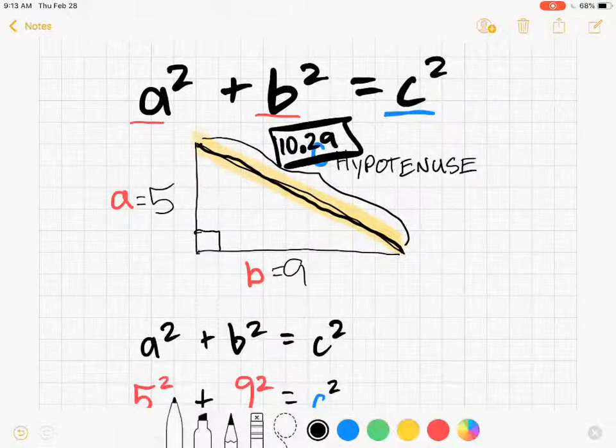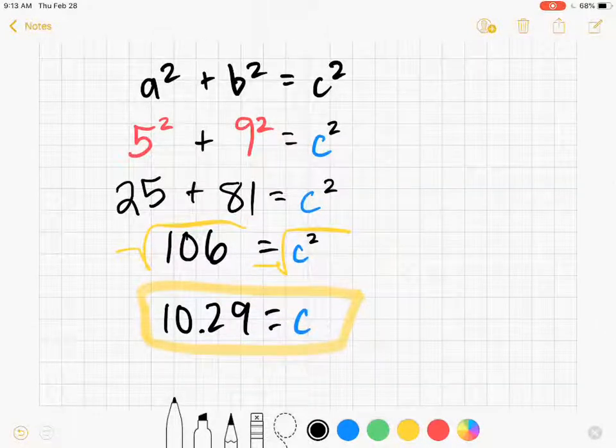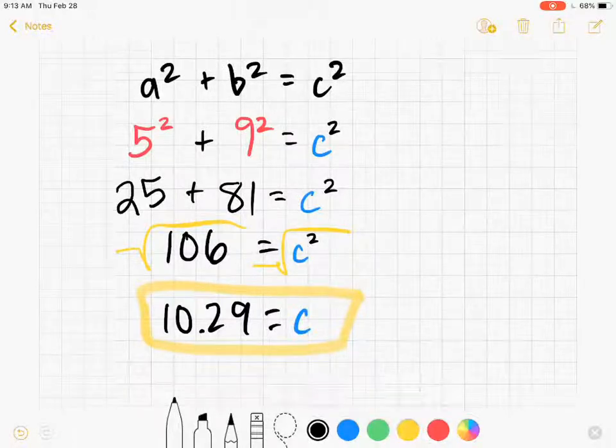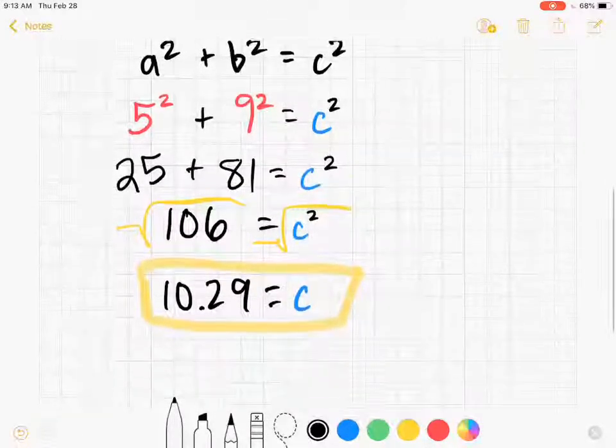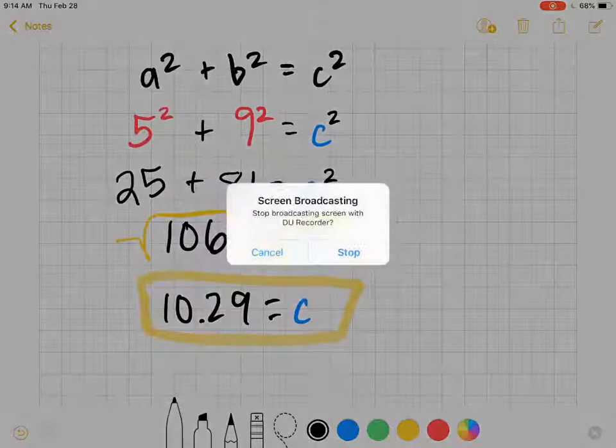If you guys need help approximating square roots and you don't want to use a calculator, you can always go back to the lesson from Unit 1 where we approximate irrational numbers and imperfect squares, and that will help you out a lot. But this is how we use the Pythagorean theorem. So with that being said, good job and good luck.